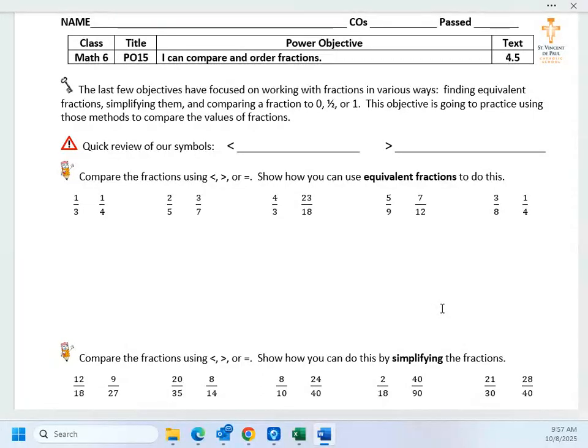Good morning. Today we are continuing working with those fractions. We are doing PO15. I can compare and order fractions.